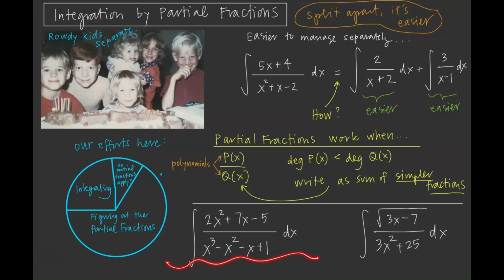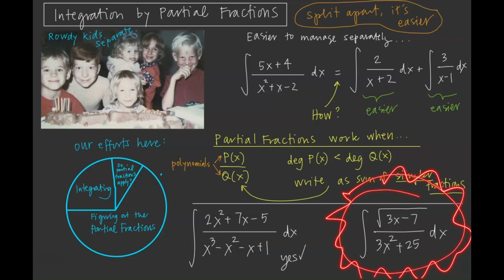So let's take a look at this one. This is a polynomial over a polynomial, and the degree of this polynomial is smaller than the degree of this polynomial, so this is a big yes, it applies here. So this is yes. And then we suspect that maybe this is a problem. Why doesn't partial fractions work in this case?